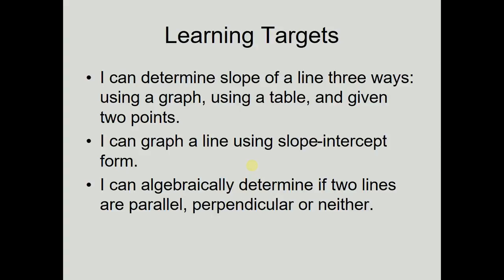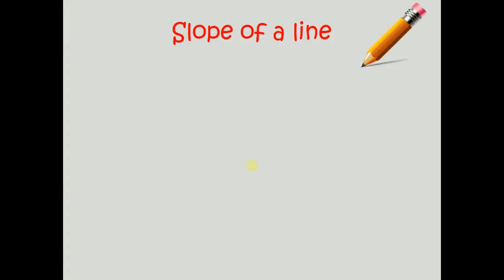So, learning targets. What do you need to be able to do by the end of this video? I can determine slope of a line three ways, basically using a graph, using a table, and given 2 points. I can graph a line using slope-intercept form, and I can algebraically determine if two lines are parallel, perpendicular, or neither. Slope of a line.